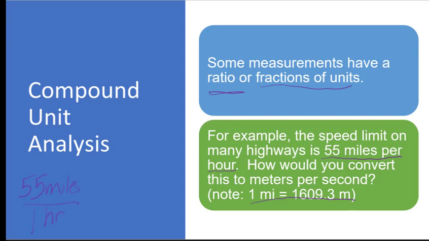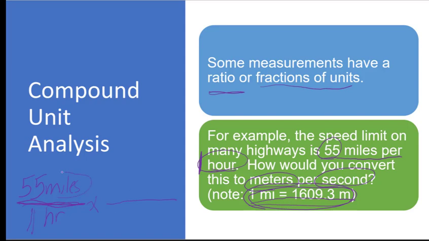Now I started by writing what I was given, 55 miles per hour. And when they say per hour, I'm assuming that's for 1 hour. So I wrote that I have 55 miles per, means my division line, 1 hour. Now we want to get meters per second. So meters on top, seconds on the bottom. Since I'm given this right off the bat where it says 1 mile is equal to that many meters, I'm just going to do that first.